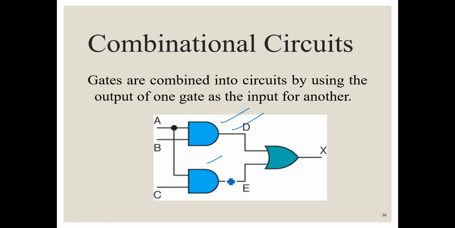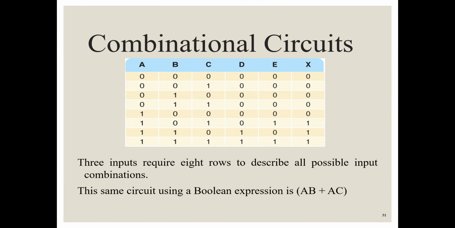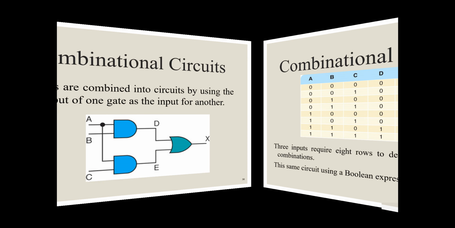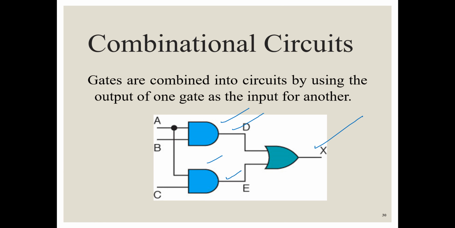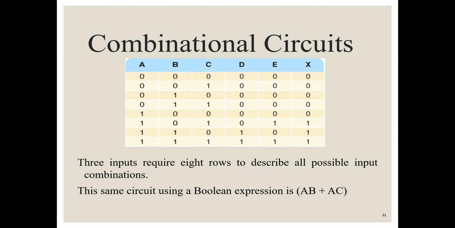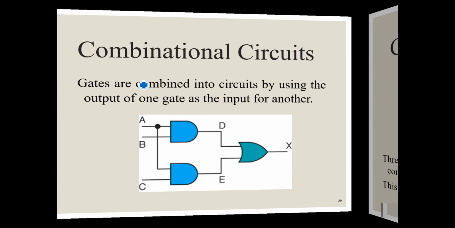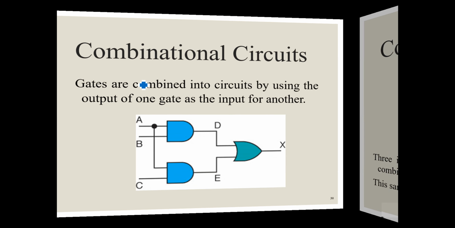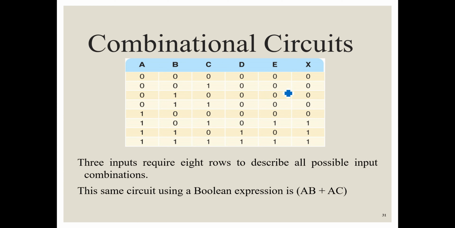The first one produces D as an output and the second one produces E as an output. These two outputs of the two AND gates are given as input to the OR gate, which produces a final output. So this is how a combinational circuit looks. For this particular combinational circuit, a truth table has been drawn over here, and you can cross check it. You know how the AND gate and the OR gate work, so you will get the exact output X over here.